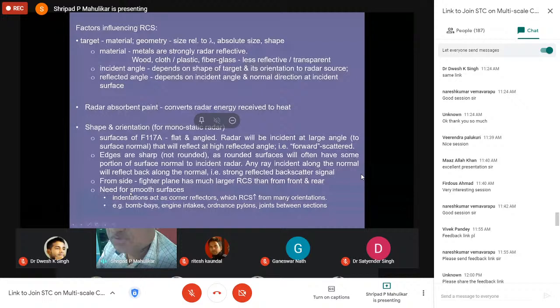And some practical examples from the point of view of smooth surfaces. Indentations act as corner reflectors, which increase RCS from many orientations. And then these bomb bays, engine intakes, ordnance pylons, joints between sections, they all have to be eliminated.